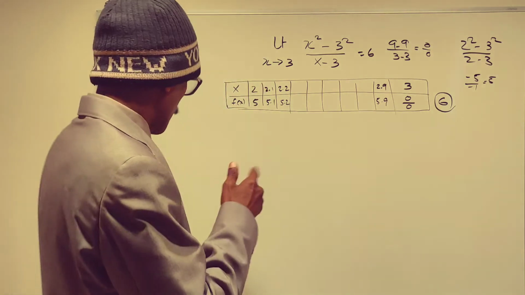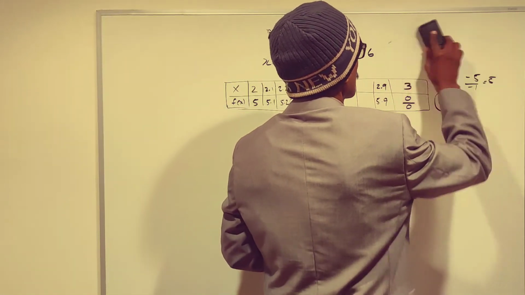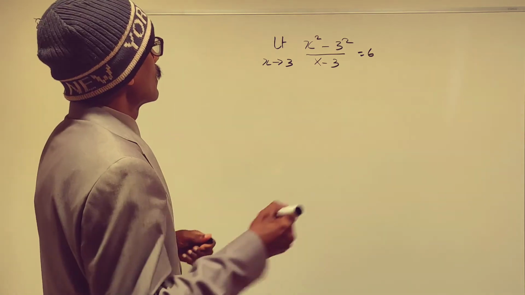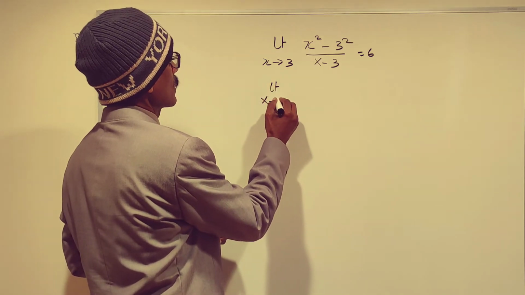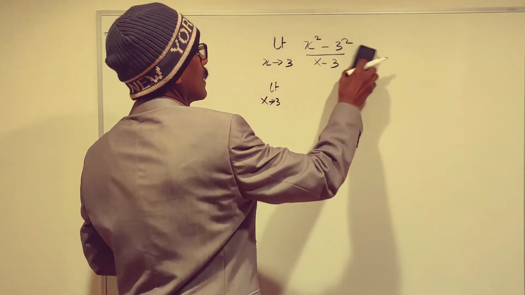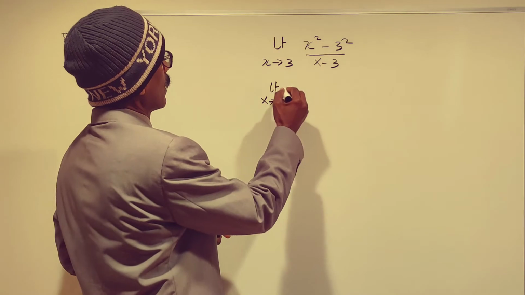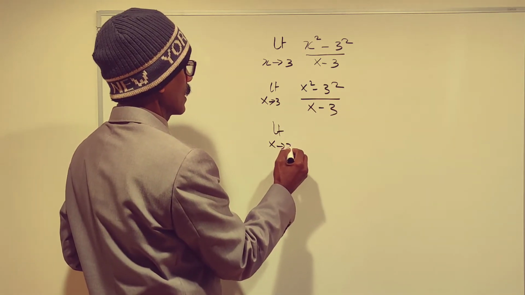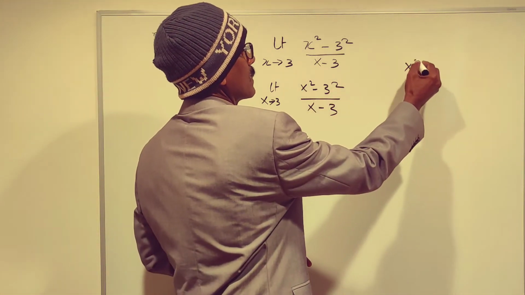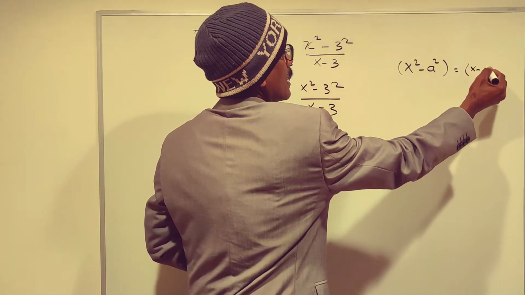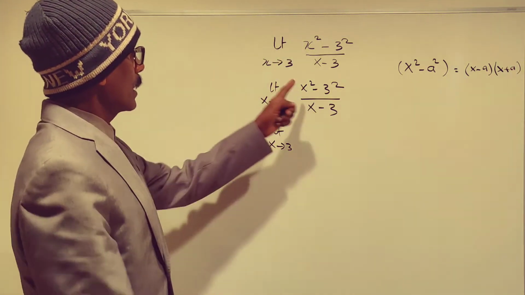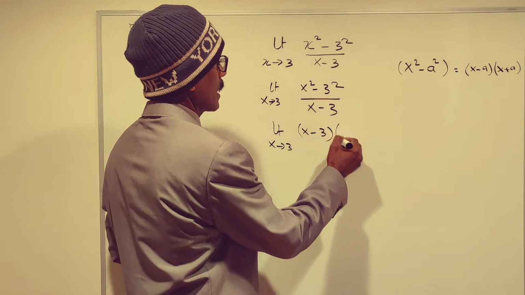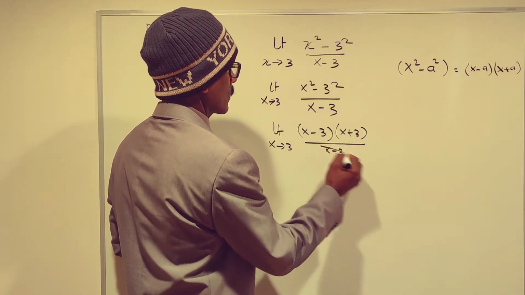Second method is factorization method. Limit x tends to 3, x square minus 3 square by x minus 3. Factorize x square minus 3 square. What is x square minus a square? Equals x minus a times x plus a. So here instead of a, put 3. x minus 3 times x plus 3 divided by x minus 3. So x minus 3 get cancelled.